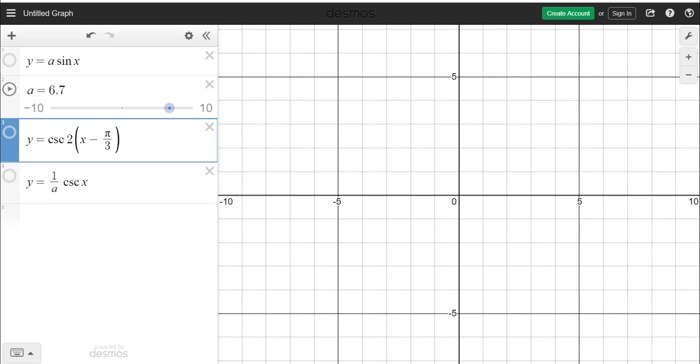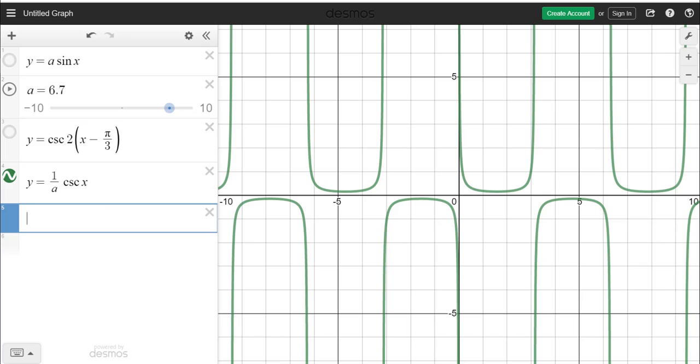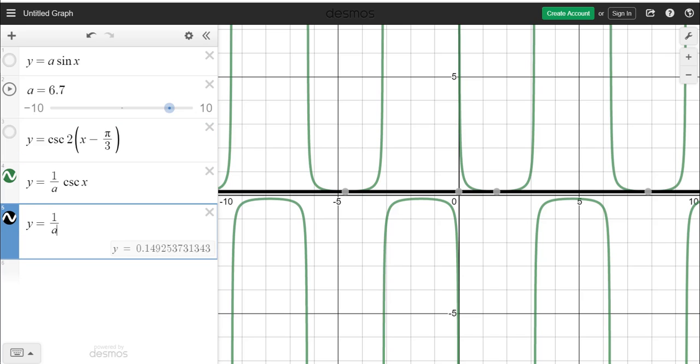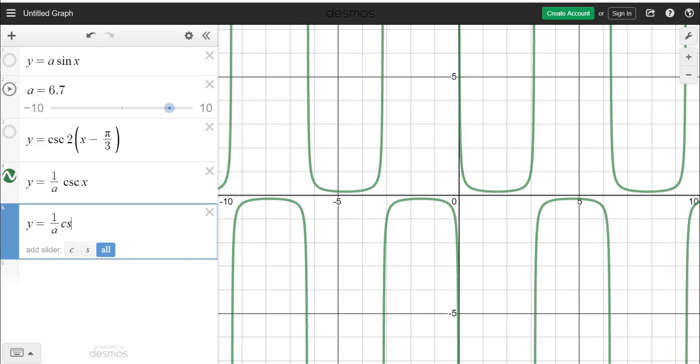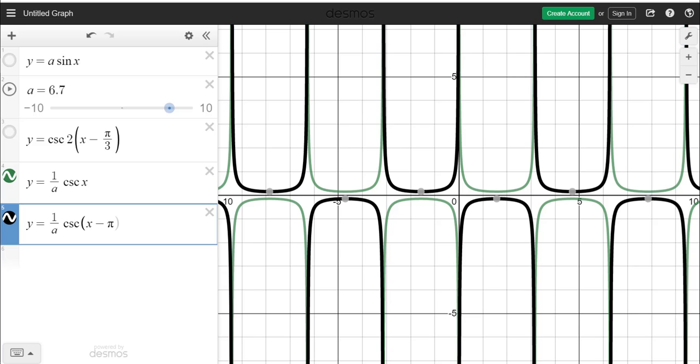I'm going to go there. Let's get that, and let's get this. Y equals 1 over A cosec, and then x minus, what's the? And now you've got teeth. So if you're a graphic designer trying to make teeth, you could do it mathematically.